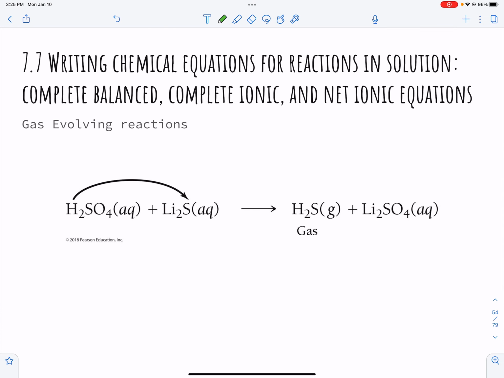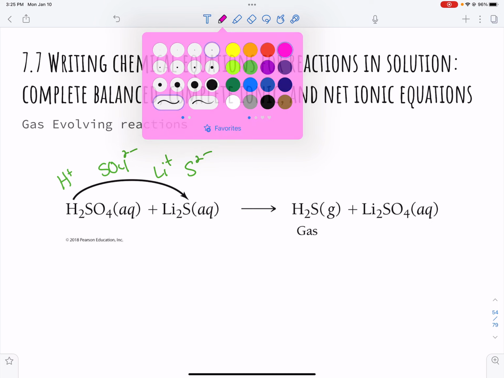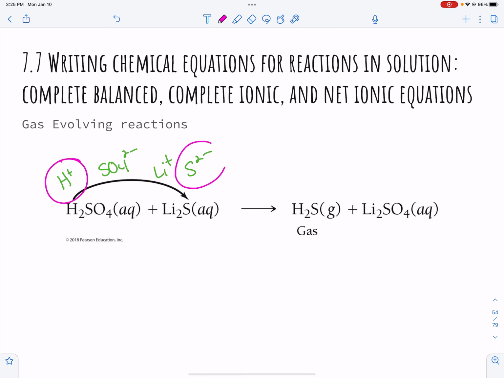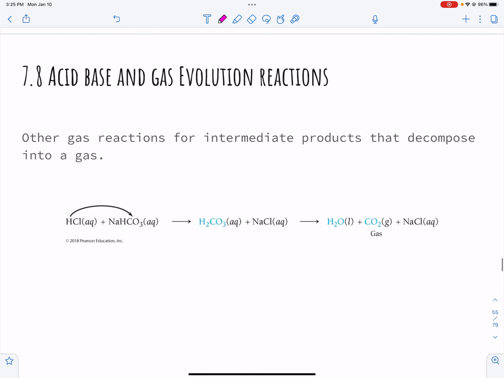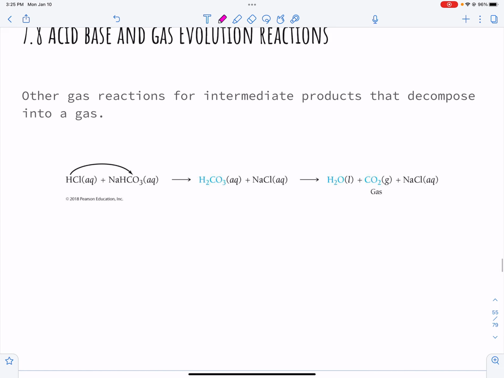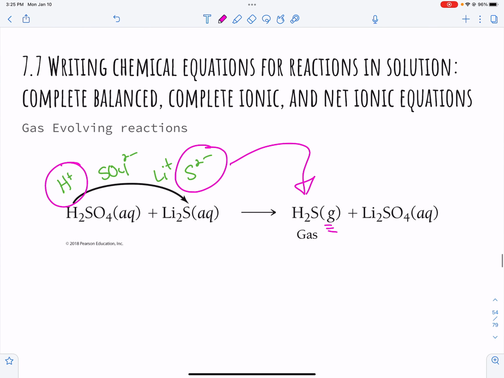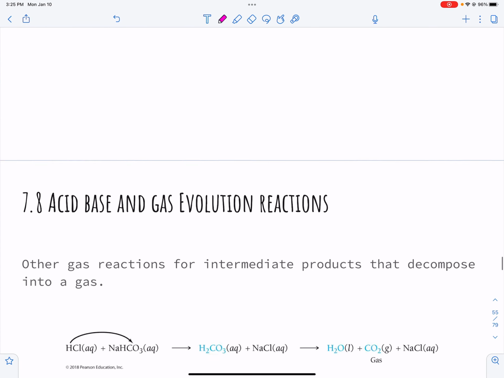A gas evolving reaction is the exact same thing. You get the positive of one and the negative of the other. But when we take the positive of one and negative of the other, that product happens to be a gas. So this is an example of one where one of the products is directly a gas.